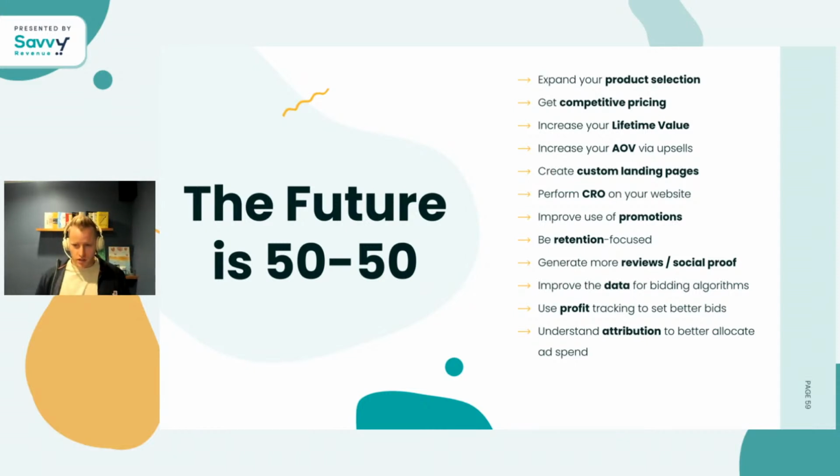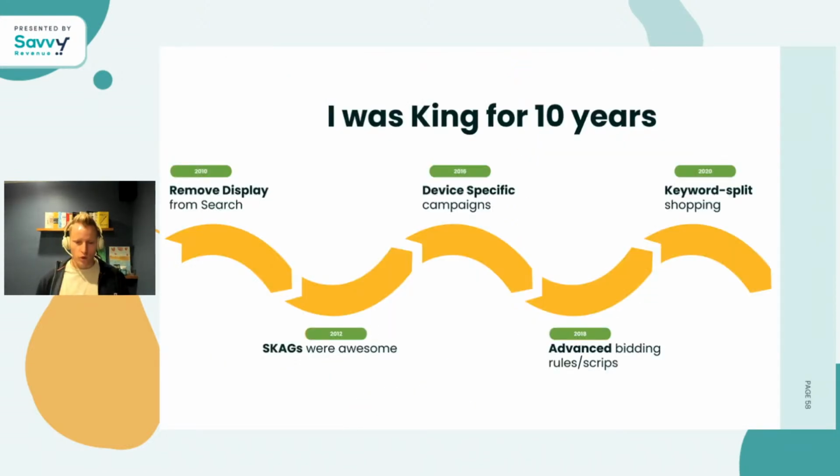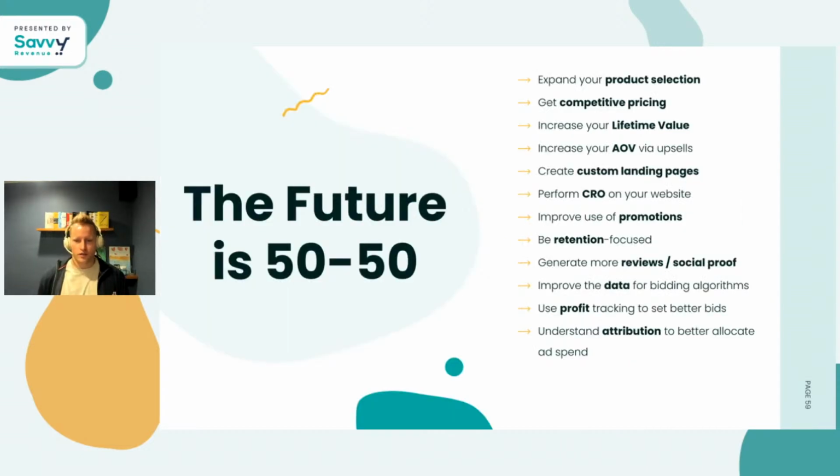You want to expand your product selection. You want to create custom landing pages. You want to be more retention focused. You want to improve the data. All these things will make your campaigns better. So when we look at all the things that have gone away from what we used to do, it didn't open up your ability to put in a Performance Max campaign and then just not touch it again. And if you do that, then you should be able to do all of these things.